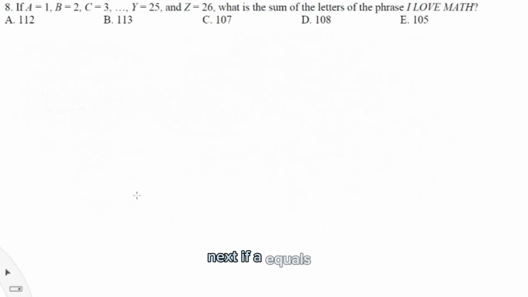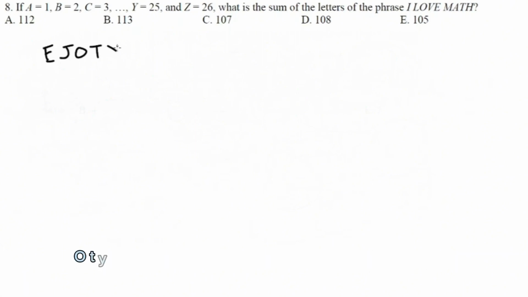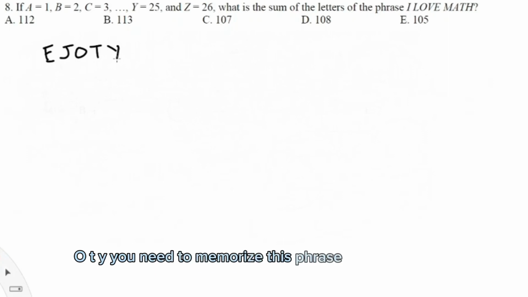Next, if A equals 1, B equals 2, C equals 3, Y equals 25, and Z equals 26, what is the sum of the letters of the phrase, I love math? Alright, so there's an easy way to do this instead of just counting out each letter and number. So you first need to memorize these 5 things: E, J, O, T, Y. You need to memorize this phrase for this problem.